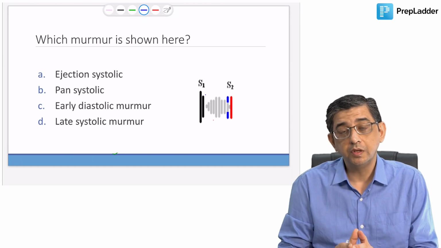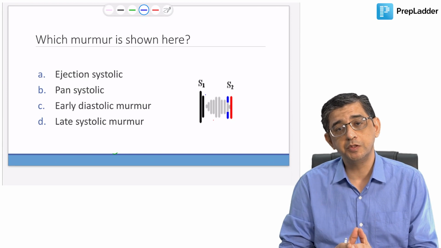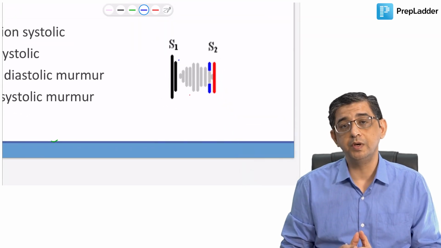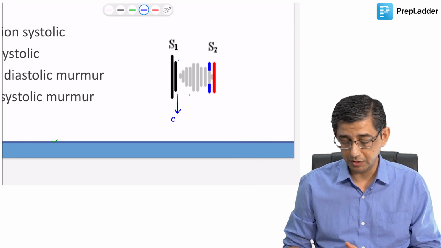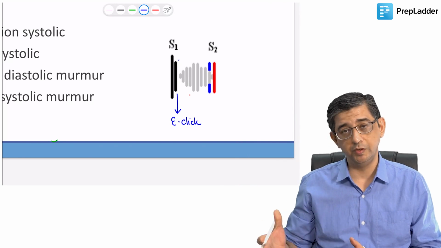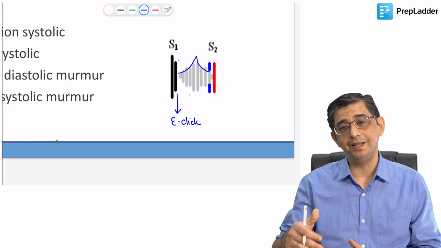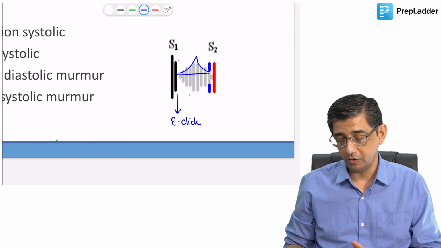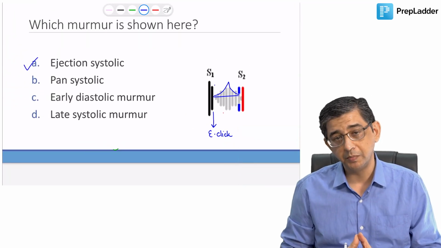In this, he had given an image related to a murmur and was asking what type of murmur is present. If you focus on the image, you will notice the murmur is starting right after S1. The second black line is going to be the ejection click. Ejection click is the time when aortic and pulmonic valves will open. After that, you can see that the murmur is increasing in intensity and then decreasing. So the configuration present here is technically called an ejection systolic murmur. The correct answer to this question will be option number A.